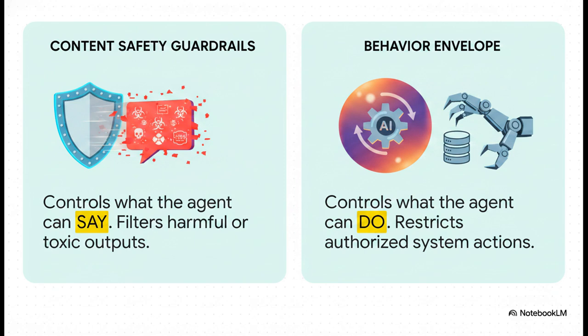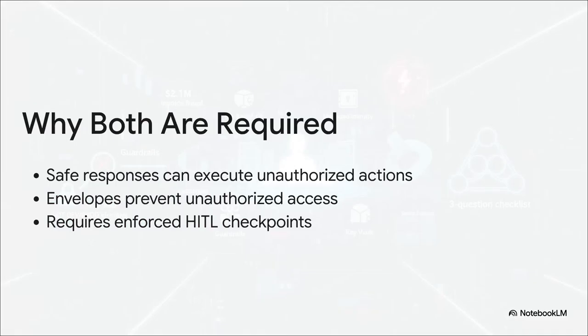Content safety guardrails control what the agent can say. They filter out toxic content, they stop PII from leaking, and they block prohibited topics. Behavior envelopes, on the other hand, control what the agent can do. They define the agent's action scope, like strictly restricting its ability to write an outcome directly to a database without proper authorization. You absolutely need both, and here's why.